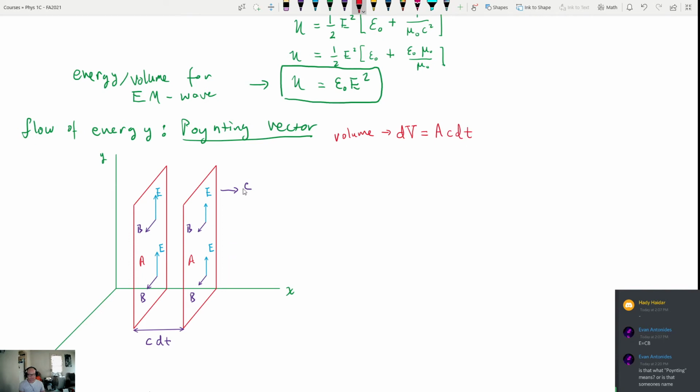And then we'll say that the energy inside of that packet, the energy in the volume, the energy that's in this region between these two planes, we're going to call this dU. We'll use a capital U. It is going to be equal to the energy per unit volume, which we have from right here, u, multiplied by dV, because this is basically energy over volume. So if we take that and multiply by volume, we're going to get what we want. So u is epsilon naught E squared multiplied by the area A and then c dt.